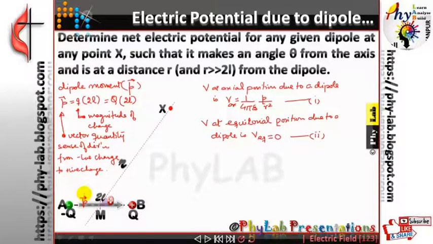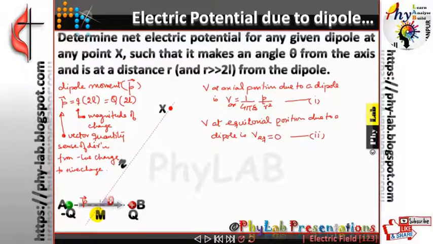Now, if you see friends, this dipole moment P makes an angle theta with this line MX. Can you see this line MX? The dipole moment P makes an angle theta with the line MX. Now, P being a vector quantity, making some angle with the line MX, I can resolve P into its components. One component will be P cos theta, while the other component will be P sin theta. So I'm going to resolve P into its component along MX.